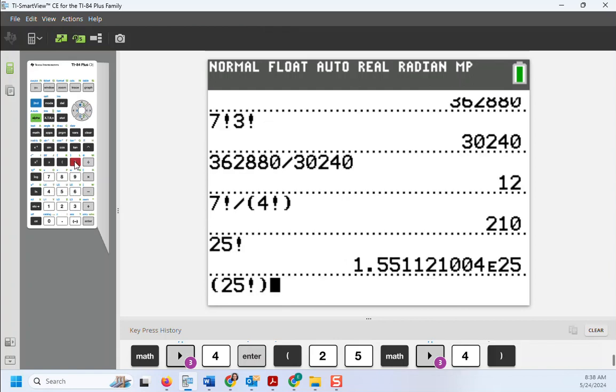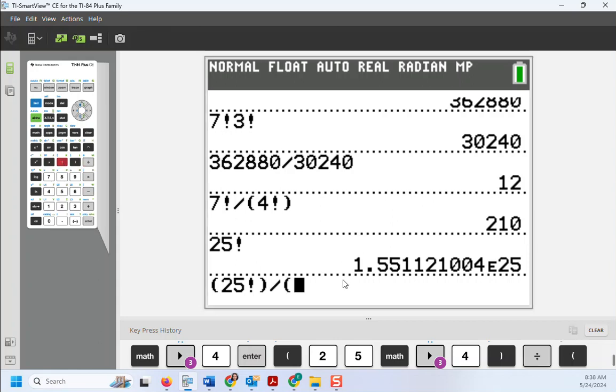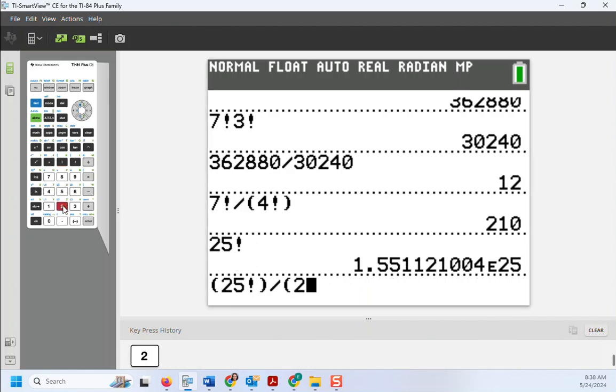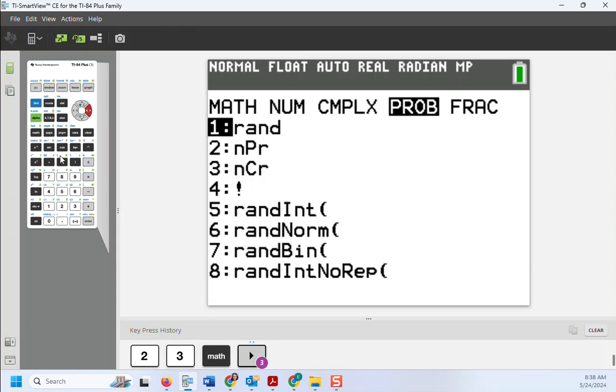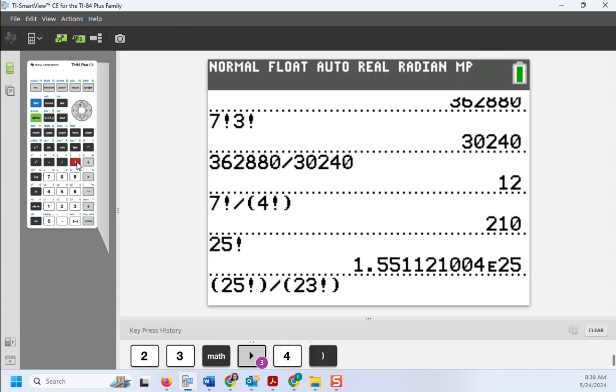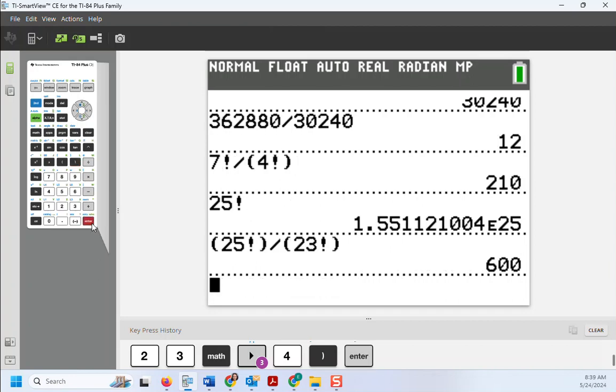So I'm putting parentheses around my numerator. 25 factorial was so big I didn't want to deal with it, so I'm going to put parentheses on my numerator and denominator. And then I'm going to put in 23 factorial down here. Like that, okay? So I did 25 factorial in parentheses, then divided by, and then 23 factorial in parentheses. And I'm going to get a big number, but it's not crazy big like that last one.